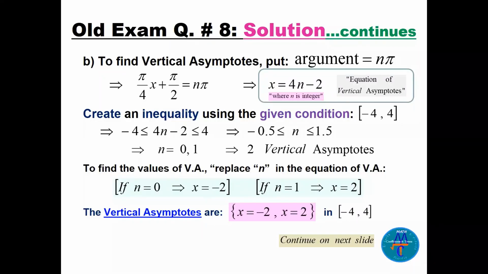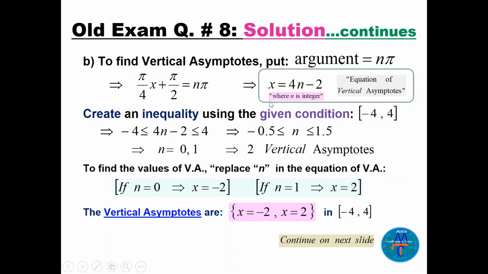Now let's continue here, finding the vertical asymptotes of this cotangent function. You know, cotan of x will be cosine of x divided by sine of x. So when you find the vertical asymptotes, you have to put argument equals n pi, where n is integer. So we have the argument, pi over 4x plus pi over 2 is equal n pi. Now simplify the equation, you will get x equals 4n minus 2. This is the equation of the vertical asymptotes where n is integer. Please try to do it, so easy.